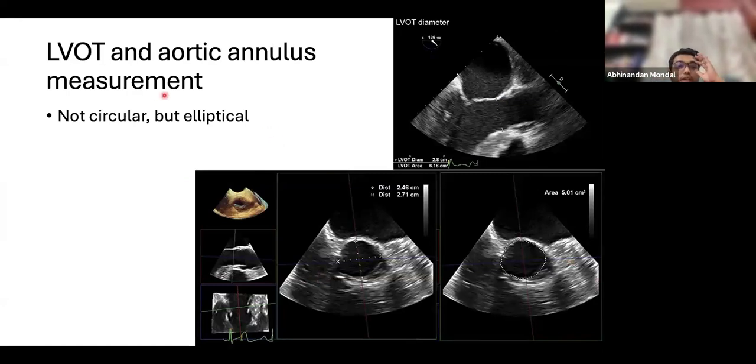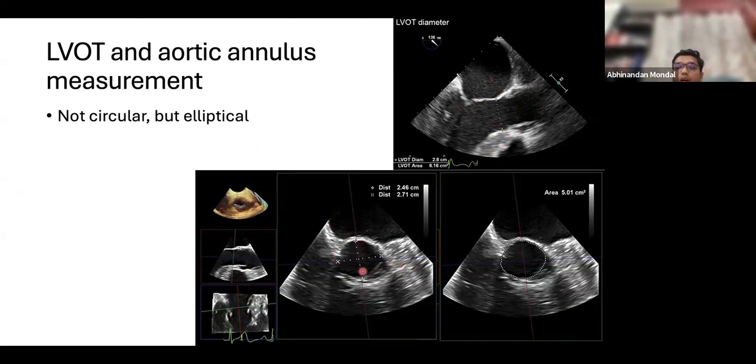While measuring the LVOT and aortic annulus, you have to remember that both are actually not circular. They are elliptical. Whatever measurement you take in your 2D examination is actually the shorter axis of your ellipse. So whenever you take a proper 3D MPR through your LVOT or aortic annulus, it will actually give you both axes of your LVOT.